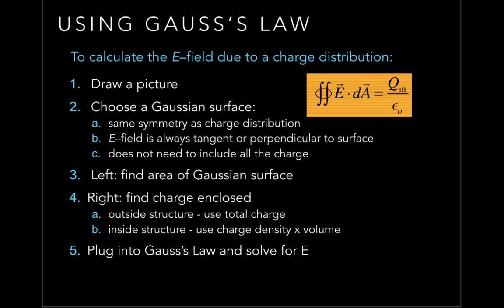Q, okay? If you enclose part of an infinite line or an infinite cylinder, it's just the charge density times the length you have enclosed, right? You enclose part of a sphere, it's just the volume of the sphere times the charge density of the sphere, right? But it's different. If you're outside the structure, you just look for the charge that's inside. If you're inside the structure, then you have to be careful with the charge density. You have to just figure out what percentage of the total charge is enclosed inside your Gaussian surface.